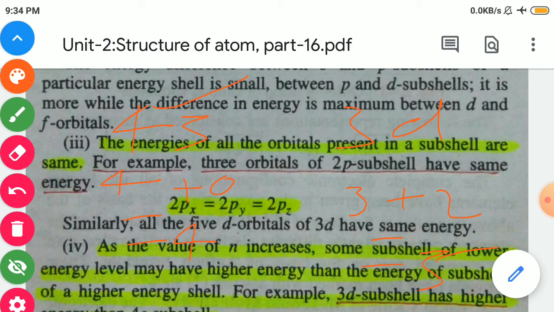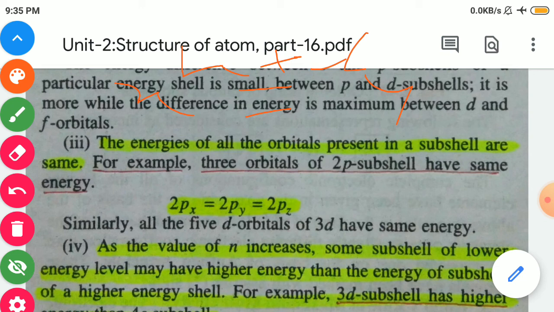These are the criteria. Sometimes the value of n plus l of given two subshells is found to be the same. So what should be the condition to fill up the electron? Suppose there are two subshells, let them be X and Y. These have the n plus l value equal to each other.